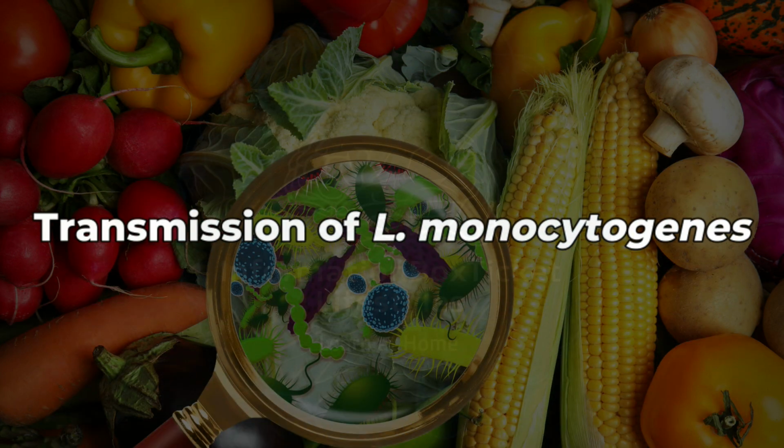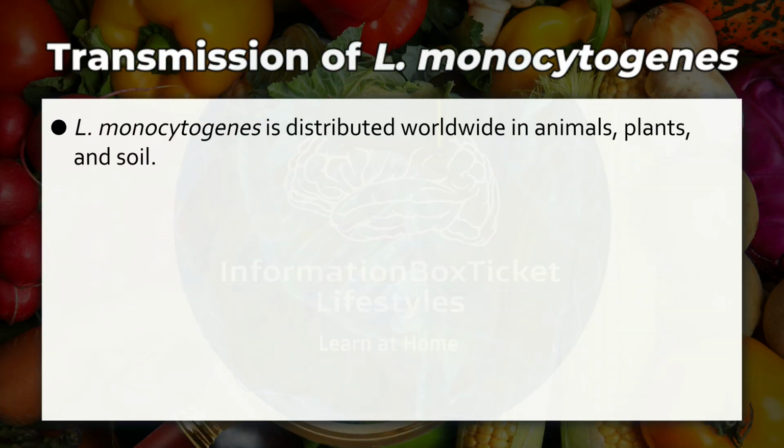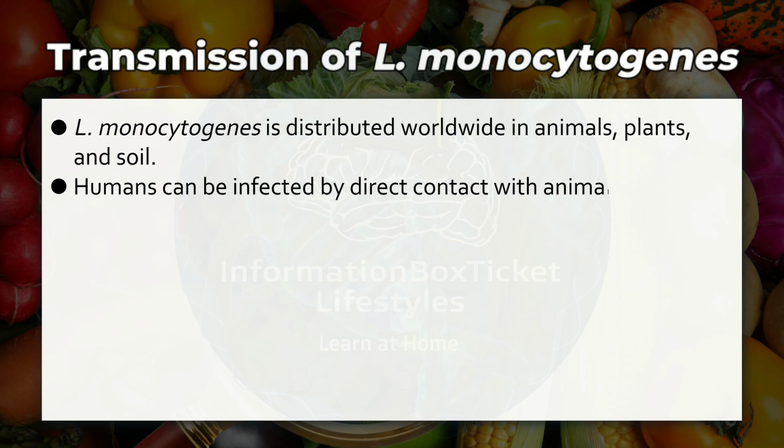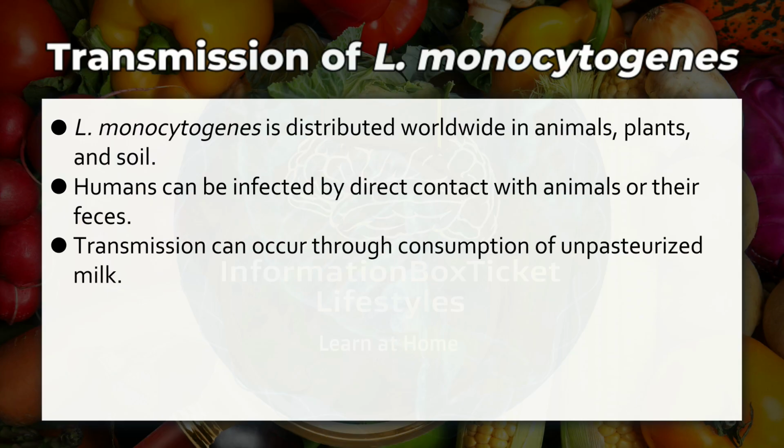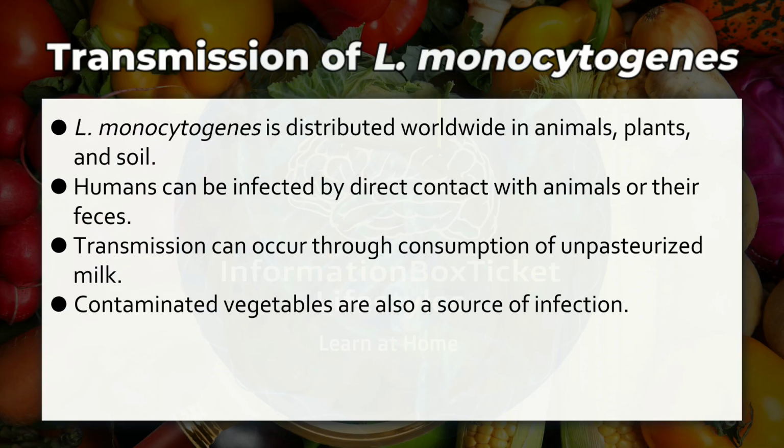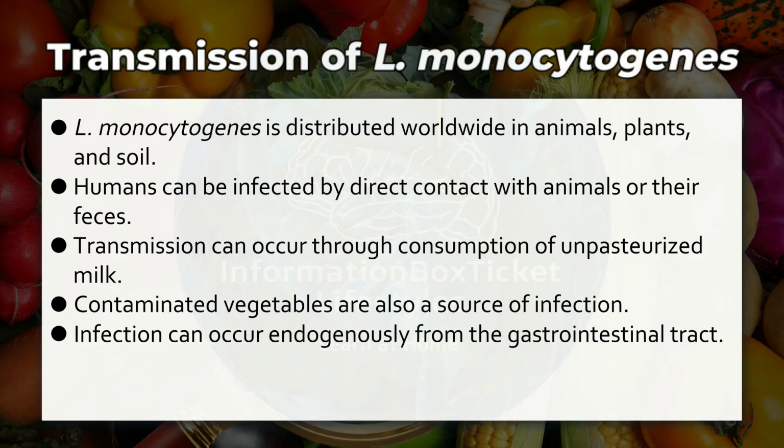Transmission of Listeria monocytogenes. Listeria monocytogenes is distributed worldwide in animals, plants, and soil. Humans can be infected by direct contact with animals or their feces. Transmission can occur through consumption of unpasteurized milk. Contaminated vegetables are also a source of infection. Infection can occur endogenously from the gastrointestinal tract.